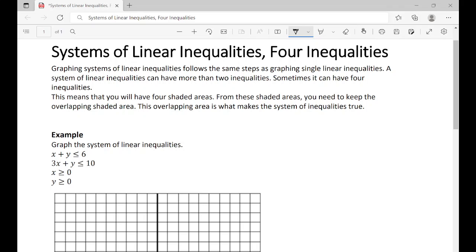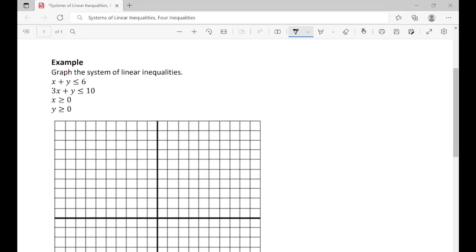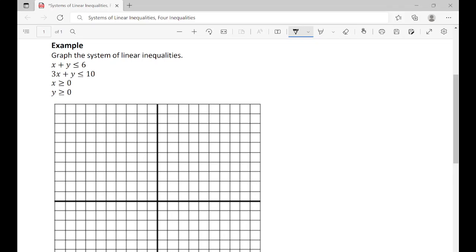So when you've got four going on like we have this time, it can be a little bit confusing. So I'll try and go as slow as I can, and hopefully it makes sense. So we've got this system of linear inequalities. What you want to do is graph each one individually, and then shade and find the area that overlaps.